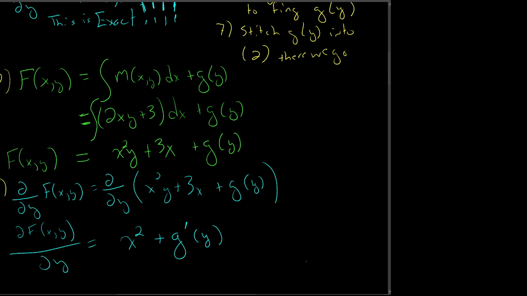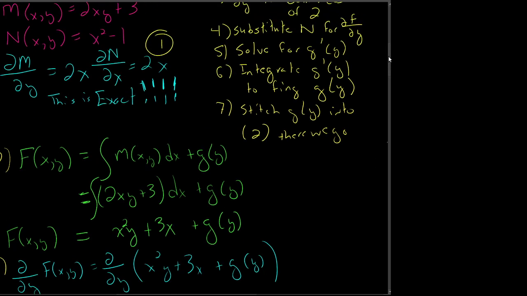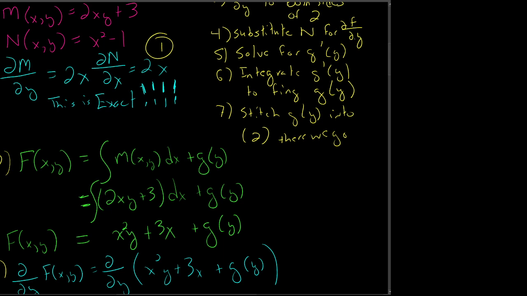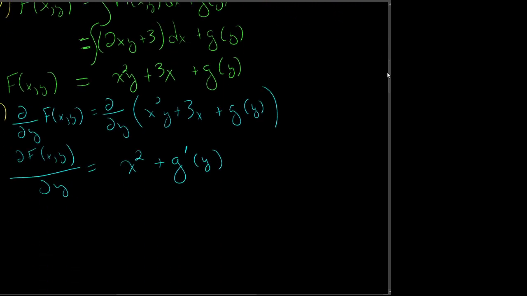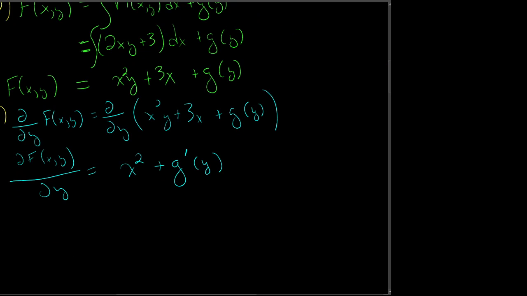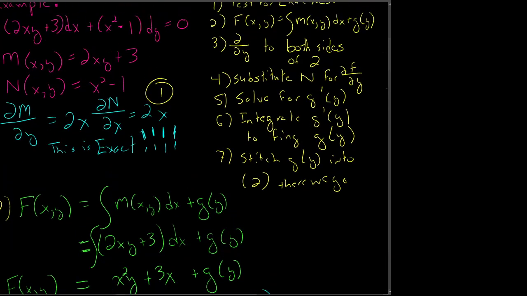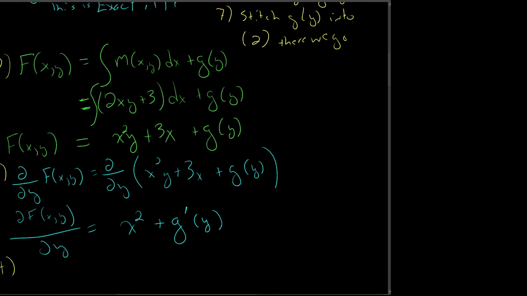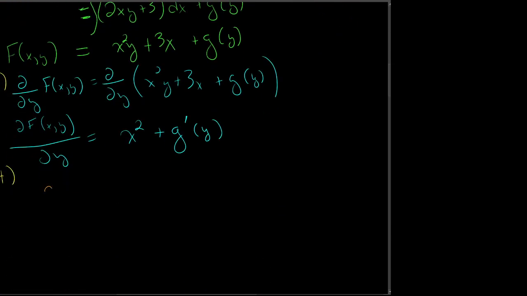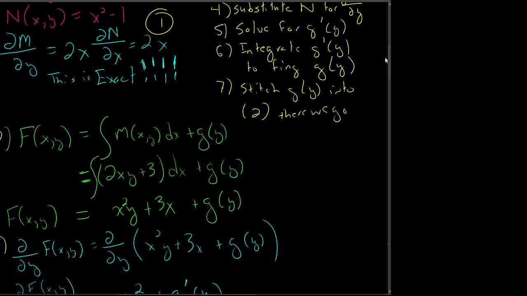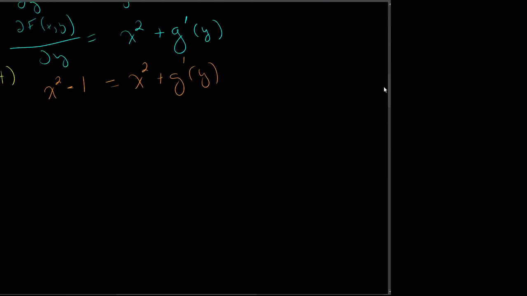And so now I have what df dy is. Now we know that df dy was N. So step 4 here, I'm going to substitute N back in. Let's come up here and remember what N was. N was x squared minus 1. So x squared minus 1 is equal to x squared plus g prime of y. And I'm going to solve for g prime, right?